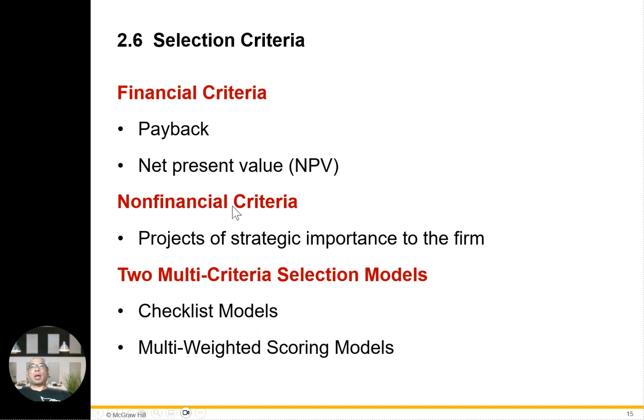Okay. In terms of selection criteria, there's a financial criteria. Usually we use payback or NPV, net present value. For non-financial criteria, we use whether the project is strategically important to the firm. For multi-criteria selection models, we use checklist models or multi-weighted scoring models. Okay.